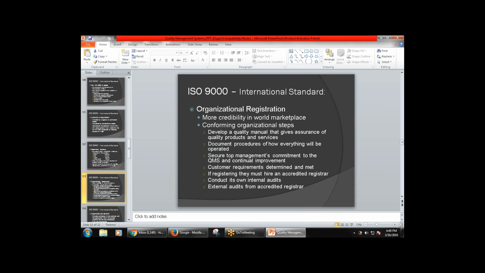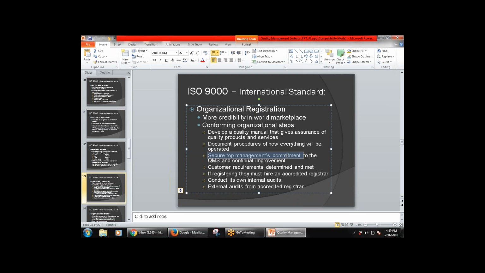So the first part is to develop a quality manual. First of all, develop a quality manual that gives the assurance of quality products and services. That is a part of the quality manual. Then document procedures of how everything will be operated, that is, how everything is operated in this system.